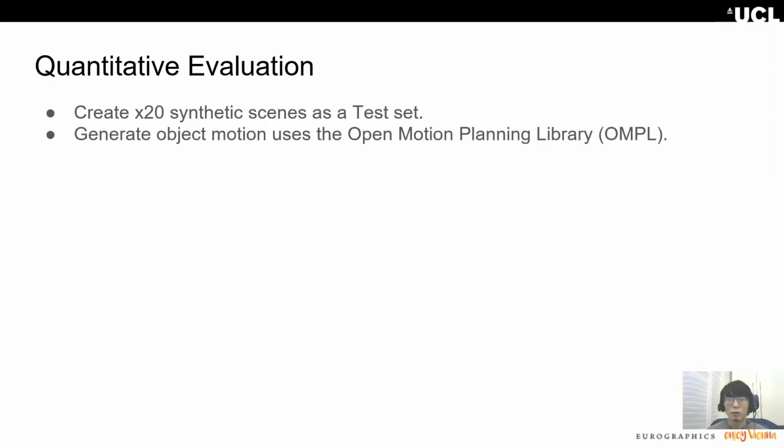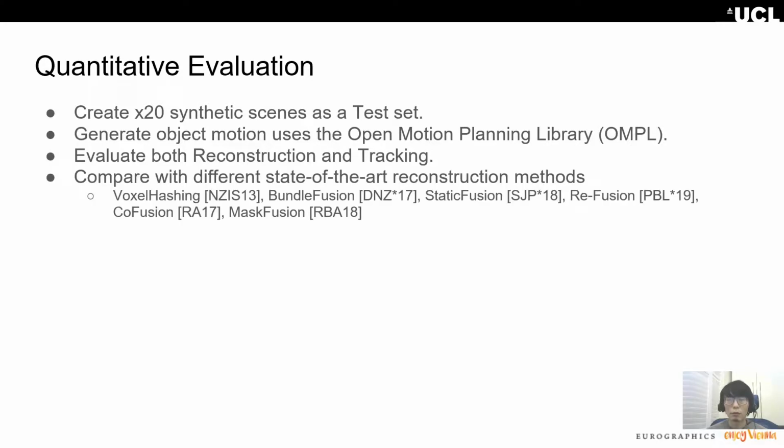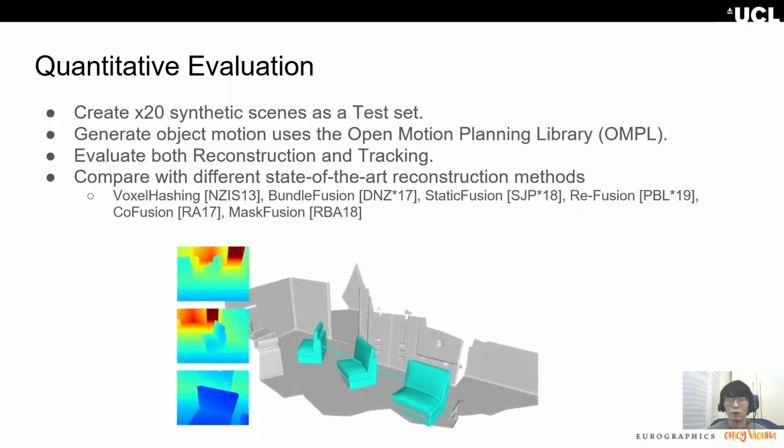To conduct quantitative evaluation, we create 20 synthetic scenes as a test set. The object motion is synthesized using the Open Motion Planning Library. We design a metric to evaluate both reconstruction and tracking, and compare with various scene-1 methods. We show a simple example of our test set.